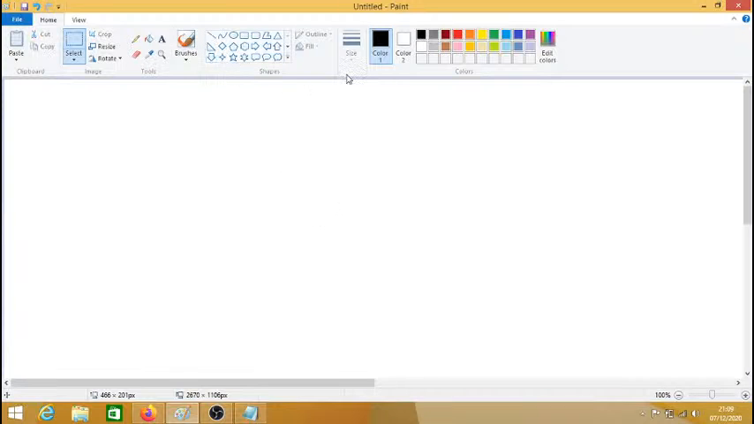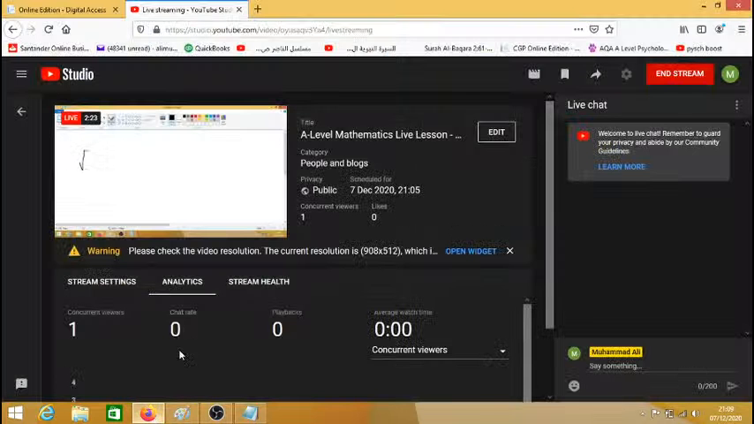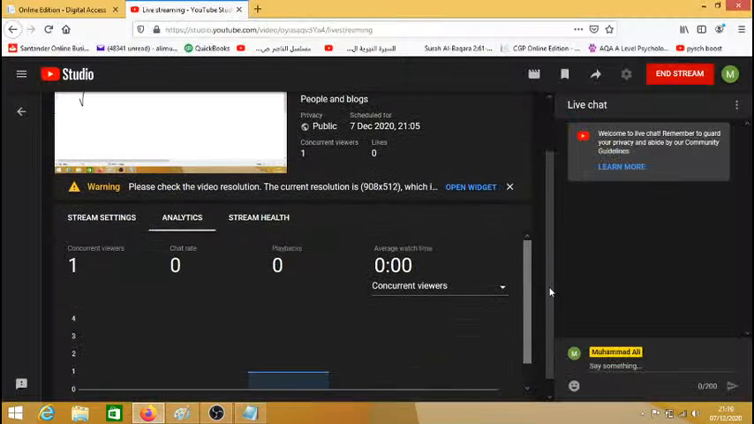So now have a think about the next one: square root of 3 times square root of 7. Have a think about that one while I just get the URL for this and send it across.